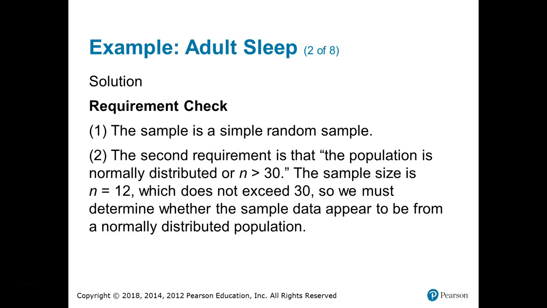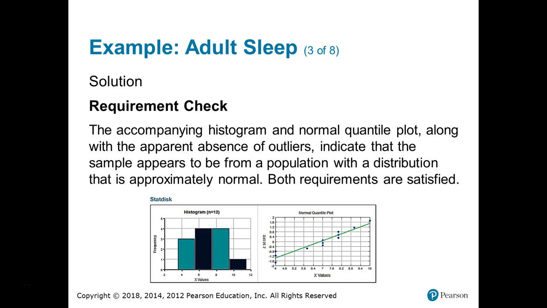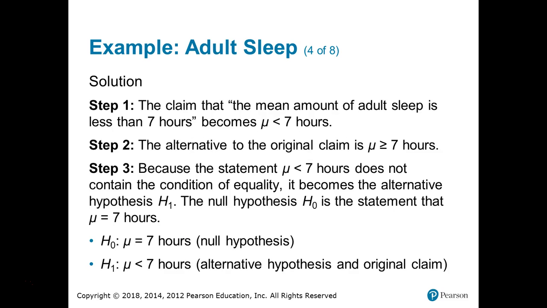Okay? We have to do a requirement check. It is random. However, n is less than 30. But the distribution of adults who slept is relatively normal, so we will say that it is satisfied. So our claim is that the mean amount of adult sleep is less than 7 hours, so that becomes mu is less than 7. The opposite of that, the complement, is mu is greater than or equal to 7.